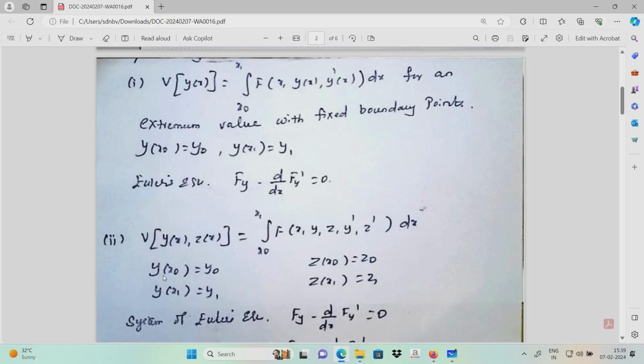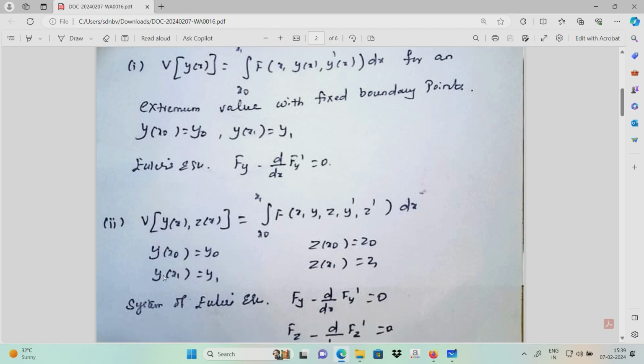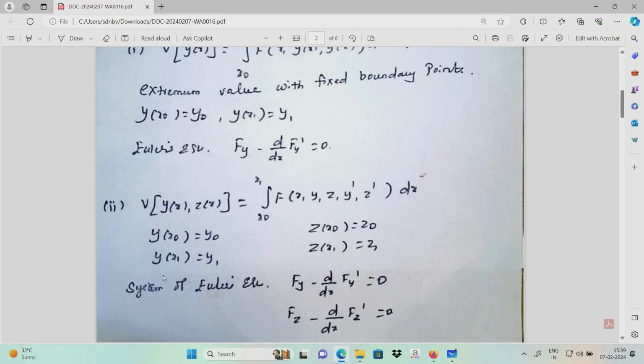So how do we solve this? Again by applying the system of Euler's equations. What are they? Yes, Fy minus d by dx of Fy dash equal to 0, right? Another equation? Yes, Fz minus d by dx of Fz dash equal to 0. Now let us see some examples of these type of functionals by applying the Euler's equation to find the extremals. Are you ready? Good.